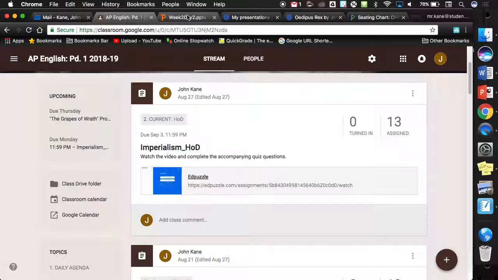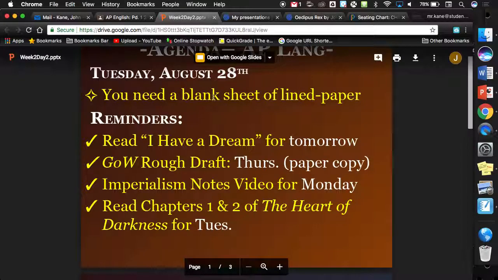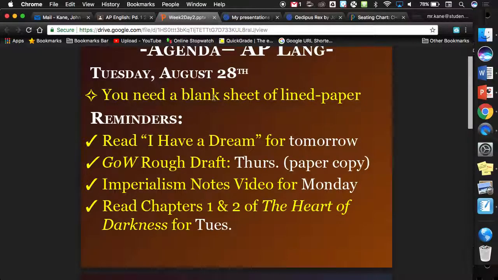So tomorrow we'll do I Have a Dream, Thursday, rough draft check. Make sure you bring in your paper copies for that. And then I also sent out a reminder last night of your weekly syllabus. I thought that was an easy way for you to have access to it as well. So that's there. Any questions with anything?